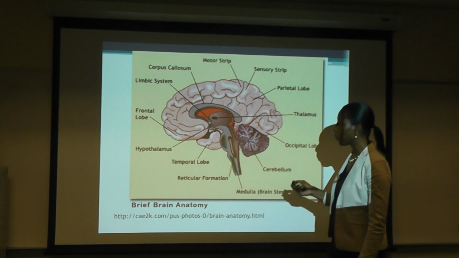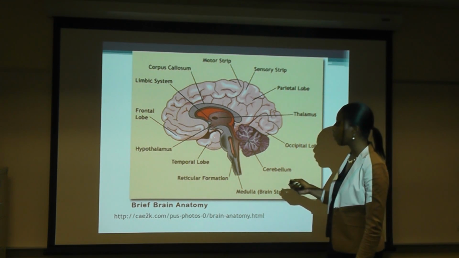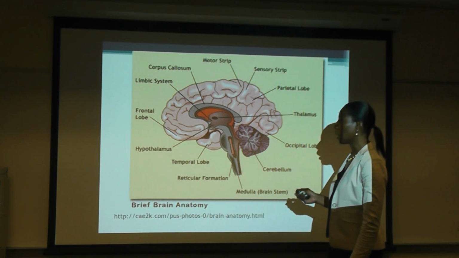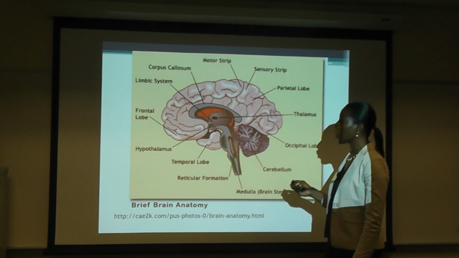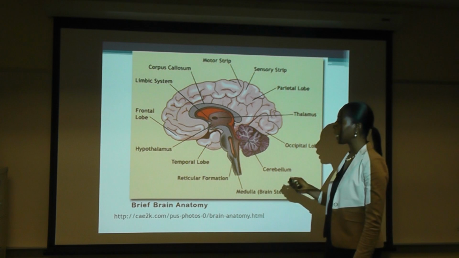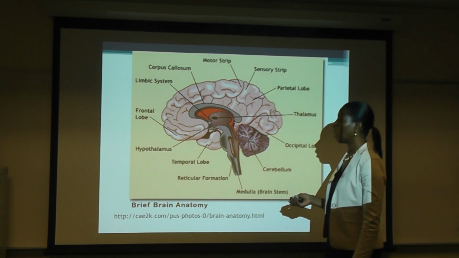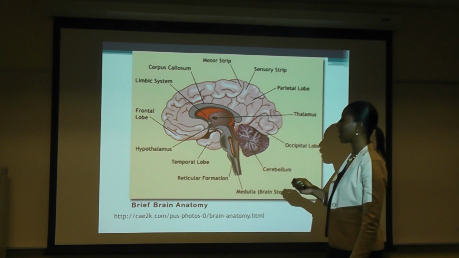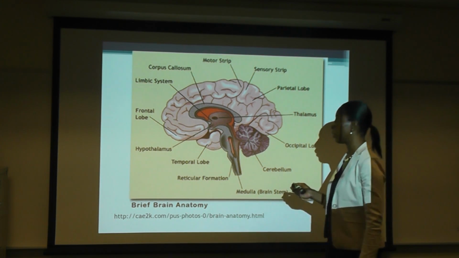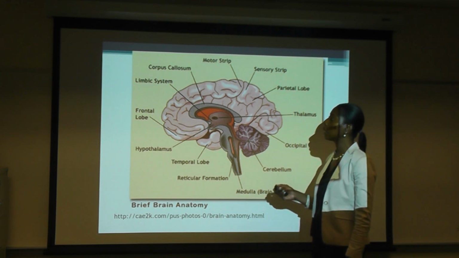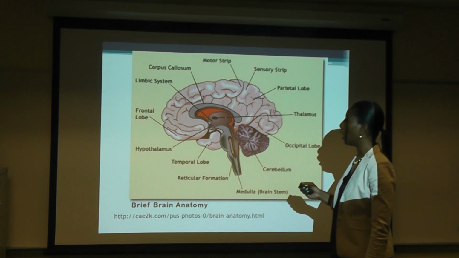Okay, you have the hypothalamus, which sits below the thalamus, and the hypothalamus is almost like the integration between the brain and the endocrine system. It releases a lot of hormones that activate areas or send signals to different areas of the body. Okay, you have the limbic system.